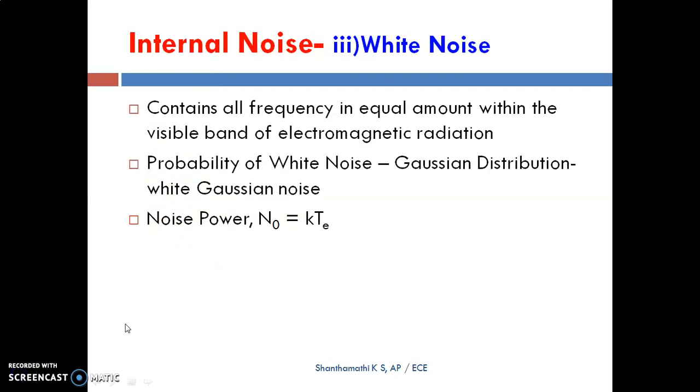Next we'll see about the white noise. This noise contains all frequencies in equal amount within the visible band of electromagnetic radiation. The probability distribution of this white noise can be modeled using a Gaussian distribution, so we can call this noise white Gaussian noise. The noise power we can represent as N naught, which equals k into TE, where k stands for Boltzmann constant and T suffix E stands for equivalent temperature.